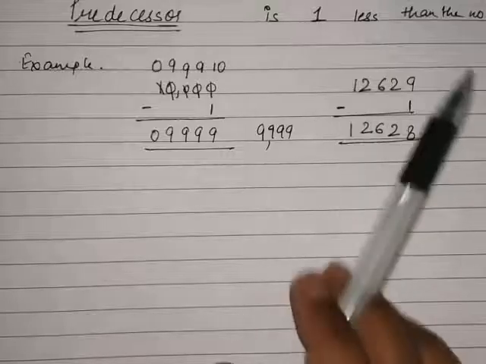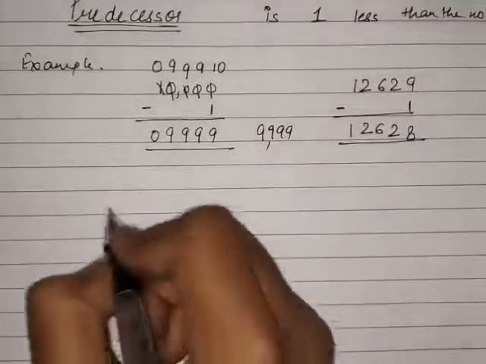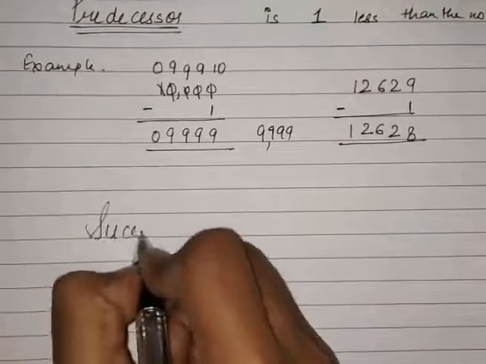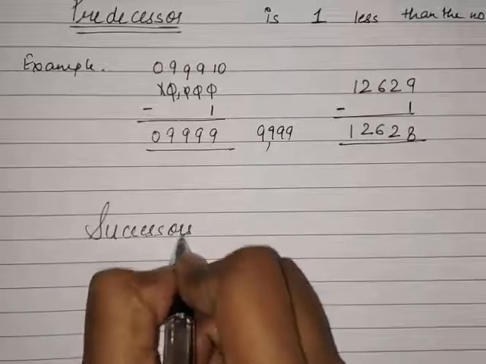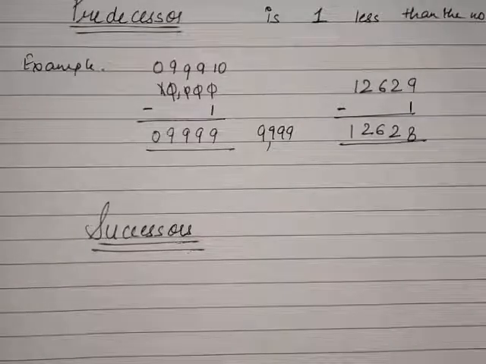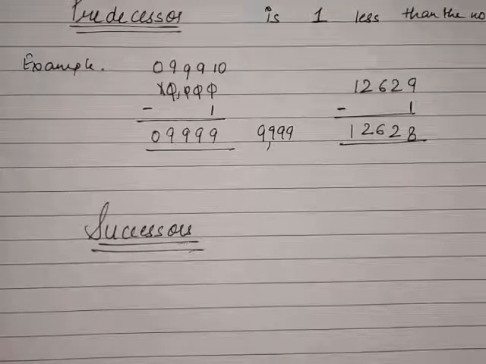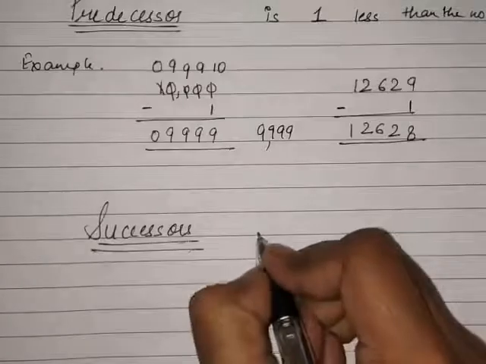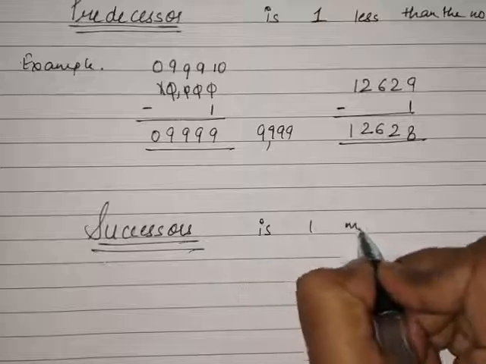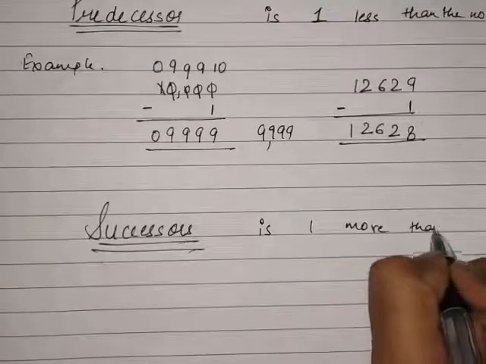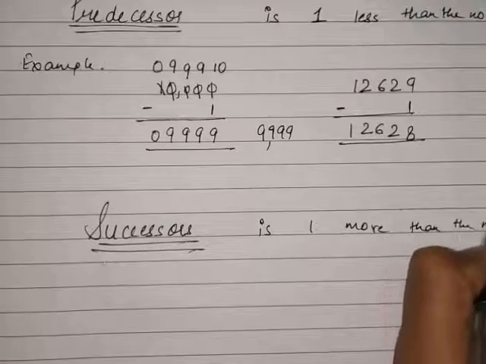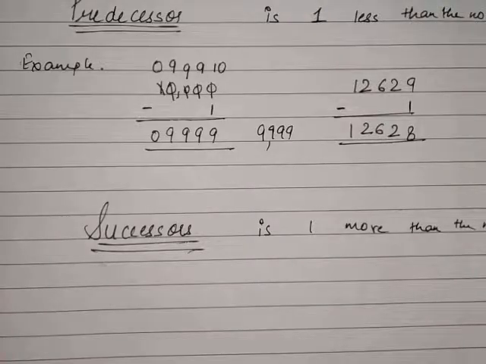Okay. Now what we will do? See, we have learned about the predecessor. Now we will learn about the successor. Okay, what is the successor? Successor of any number is one more than the number. What does it mean? A number that is one more than the given number. What is the successor? It is one more than the number.